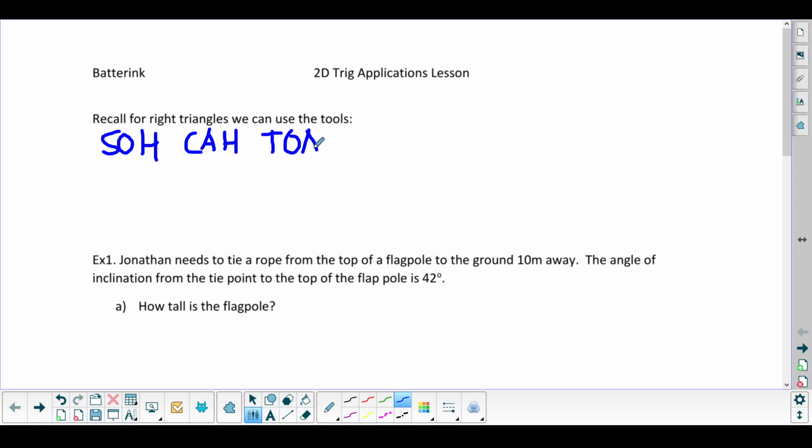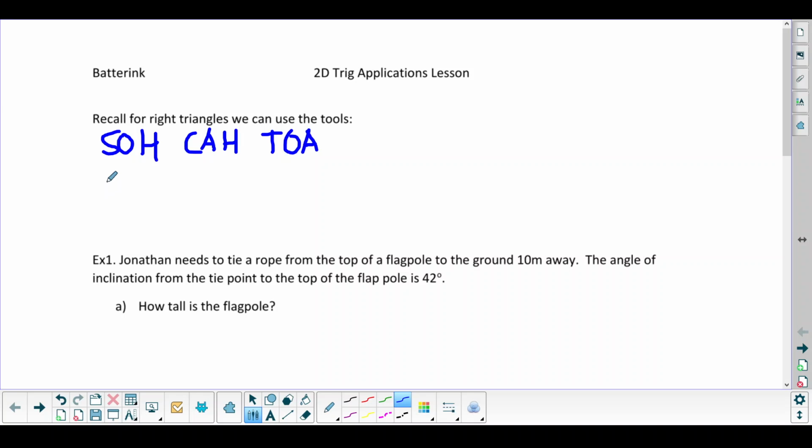So remember, SOHCAHTOA is an acronym. It stands for sine of an angle is opposite over hypotenuse, cosine of an angle is adjacent over hypotenuse, and tan of an angle is opposite over adjacent. So we can use that to relate angles and side lengths and solve for information.